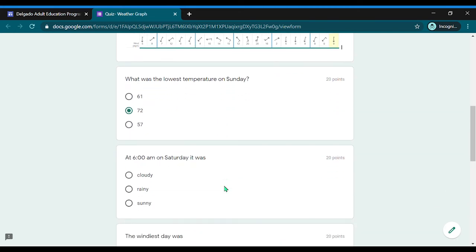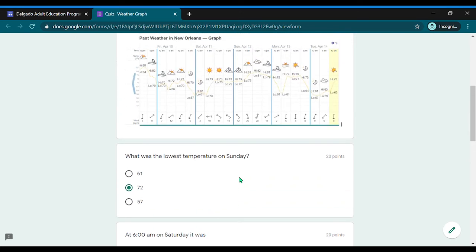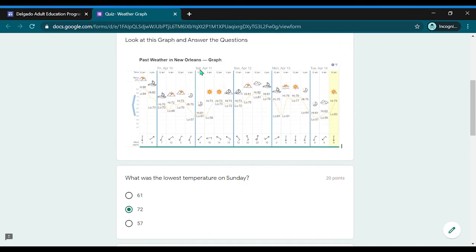All right. The next question says, at 6 a.m. on Saturday, it was what? Well, I have to go back and find Saturday at 6 a.m. I have a moon at 12, and at 6 a.m. I have that sunshine. But if I accidentally look on Sunday at 6 a.m., I'm going to get it wrong. I'm going to think it was cloudy. Or if I look on Monday morning, it was also a different type of temperature. So we've got to make sure we find Saturday, 6 a.m. And that one's right there. And so it was sunny.